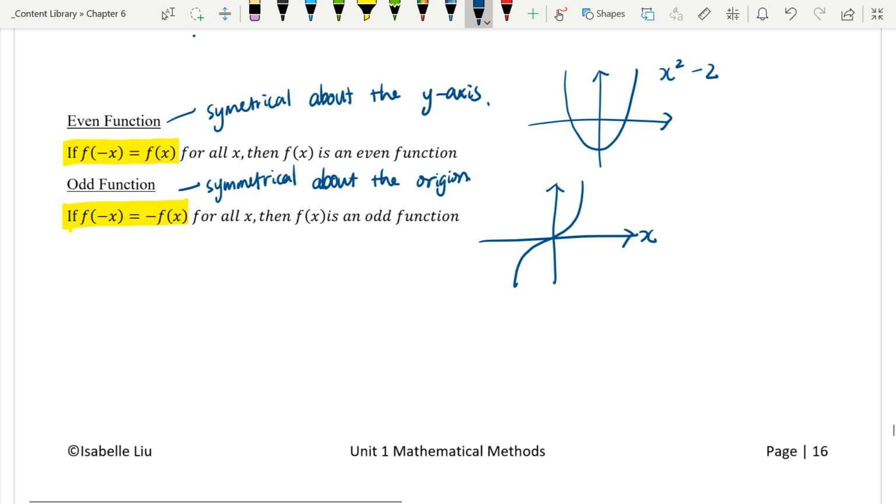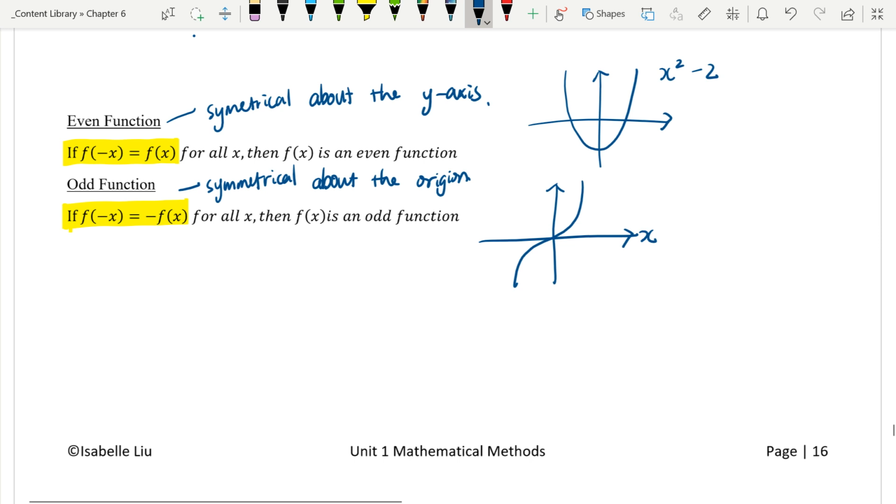If you have symmetrical about the origin, you have the odd function. But you need to also remember the two definitions here. So by definition, what's an even function? An even function is f(-x) equals f(x). What's an odd function? An odd function is f(-x) equals negative f(x). So that's the actual definition for even and odd functions.